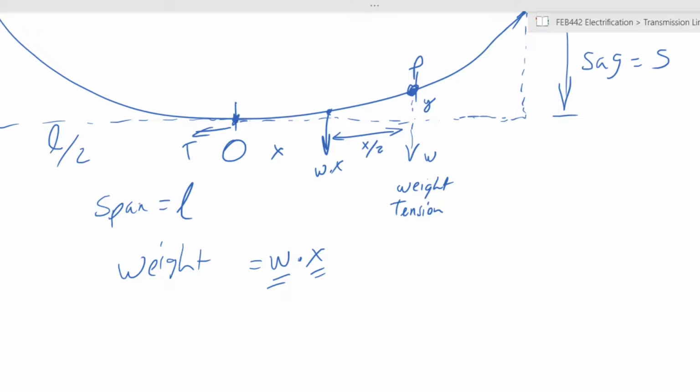Remember, X was from the center point to the point where P is, and Y is from the center point to the height that is there. So the total moment due to weight will be Wx times X over 2, the length times the force. Now the moment due to tension acts similarly. T is acting from point O to point P, so the moment of that force will be T times Y, because it is acting along that whole distance.